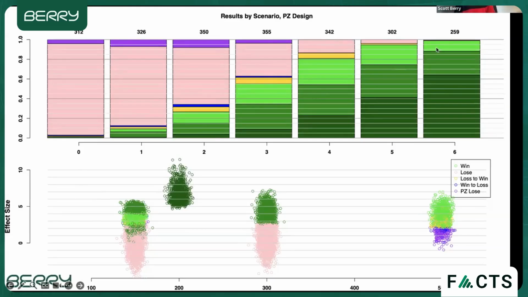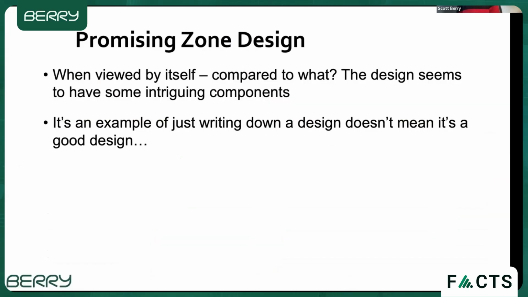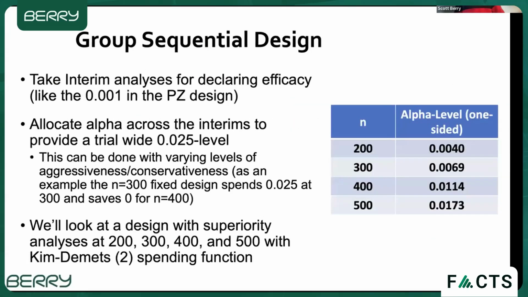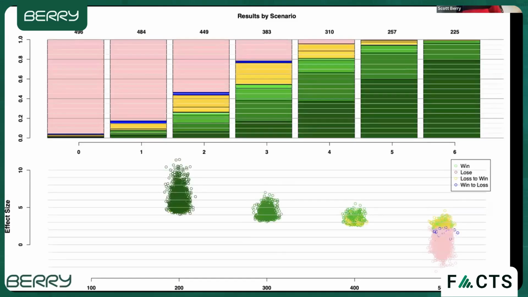So a lot of these scenarios, the green ones, you would have won anyway. A win to a win, and you increase your sample size to 200. Okay, so that's great. So let's compare to a group sequential design at 200, 300, 400, or 500. Let's spend alpha in that scenario, and let's look at a group sequential design.